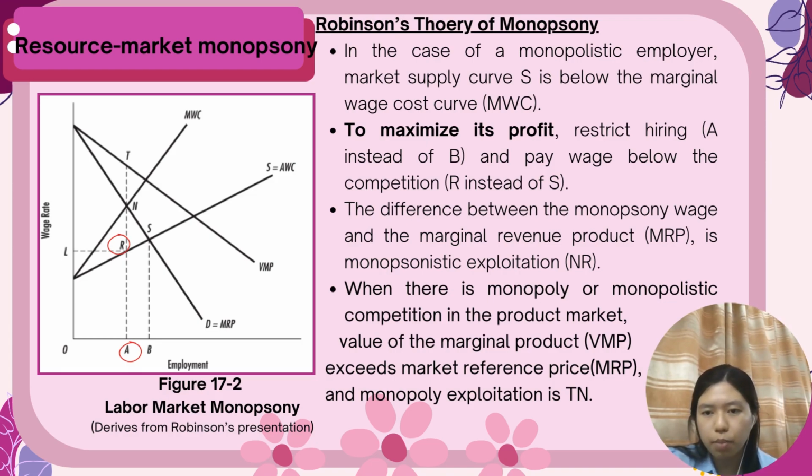So the difference between the monopsony wage and marginal revenue product MRP is monopolistic exploitation, R. We can see this in the graph. When there's monopoly or monopolistic competition in the product market, the value of marginal product VMP exceeds MRP, and the monopoly exploitation is seen here as TN.